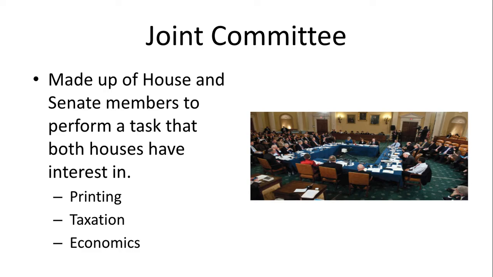Next, we have what's called a joint committee. And a joint committee is going to be made up of members of both the House and the Senate, because probably both the House and Senate have a stake in the topic at hand. So for example, printing issues, taxation, and economics. Okay, both the House and Senate need to have a voice in those topics of bills coming through, so you're going to have both House and Senate members in it. Whereas a typical standing committee, you may not have both House and Senate members in there.